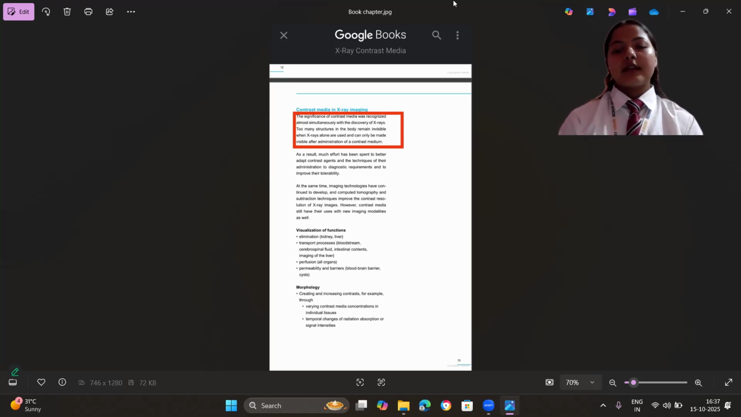So, as we already learned, it is very important, and contrast media truly revolutionized medical imaging from the early days of X-ray discovery to today's advanced CT and MRI scans. They have remained a cornerstone of radiologic diagnosis, improving image clarity, helping detect diseases earlier, and ensuring the patient receives the right treatment based on accurate findings.